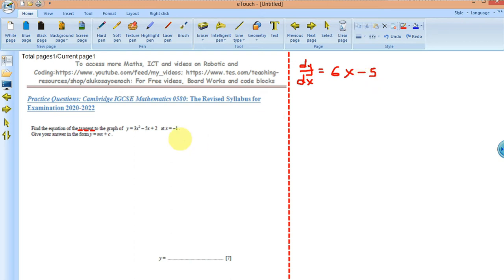Now, we are given at what point? At x equals -1. So the gradient at that point, x equals -1. So just put x equals -1 here.